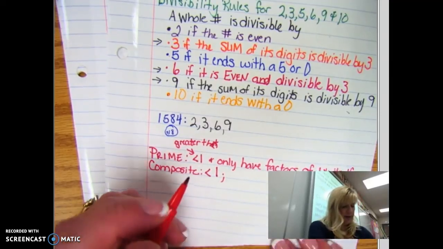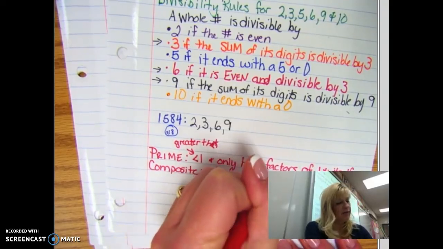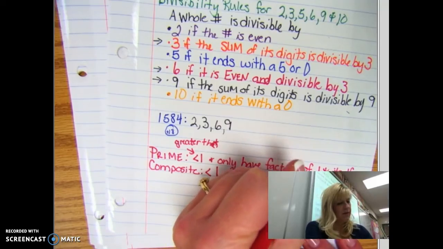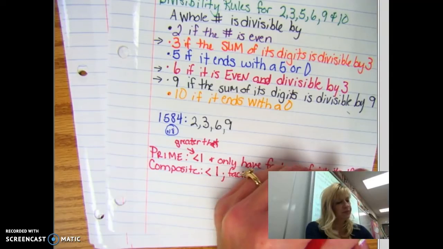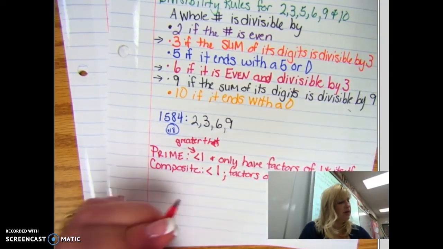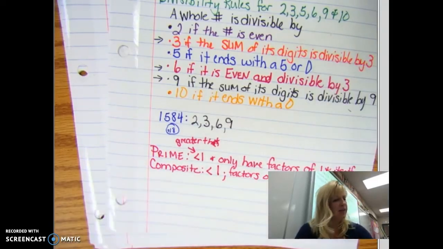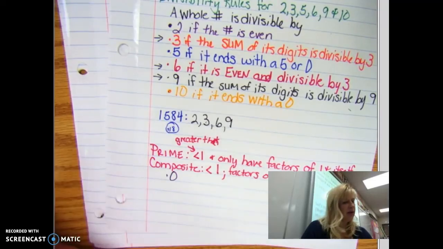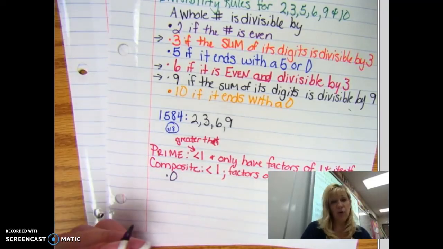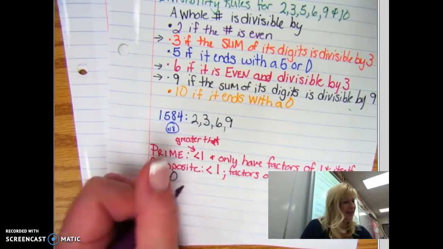And it has factors other than 1 and itself. So the special numbers in this case, a lot of kids ask about, what about the number 0? 0 is a special case number. It is neither prime nor composite. 0 times 0 is 0. There are no other factors of 0.